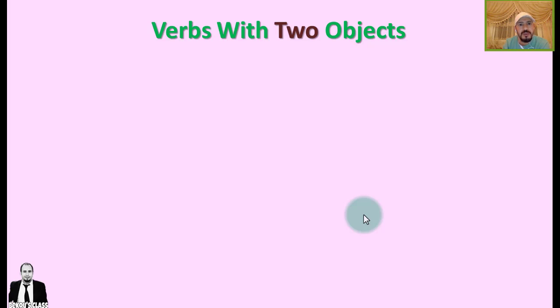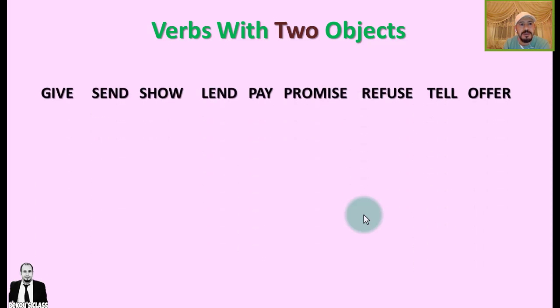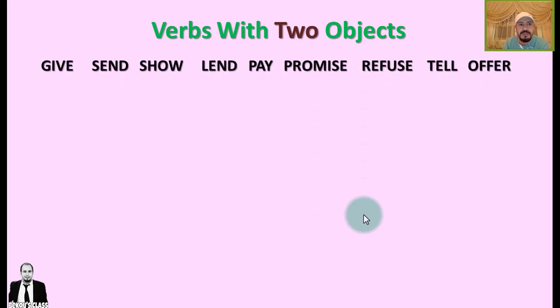There are certain verbs that need two objects. For example, give: we can say give someone something, or give something to someone. Send a message to someone. Show me something. Lend, to lend someone the money. Pay, you pay someone the bill. Promise, you promise someone something. Refuse, tell, offer. All these verbs need at least two objects.